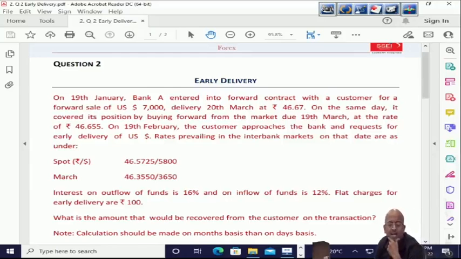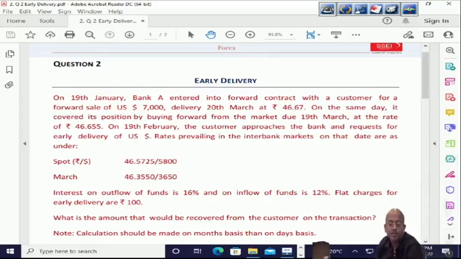On 19 Jan, bank entered into a forward contract with the customer for a forward sale of $7,000, delivery 20th March at 46.67. So bank has contracted to sell. That means customer has contracted to buy. On the same day, it covered its position by buying forward from the market on 19th March at the rate of 46.655. So this bank is SBI. SBI is contracted to sell to the customer at 46.67 and has contracted to buy from another bank, ICICI Bank, at 46.655. It's going to gain the difference.